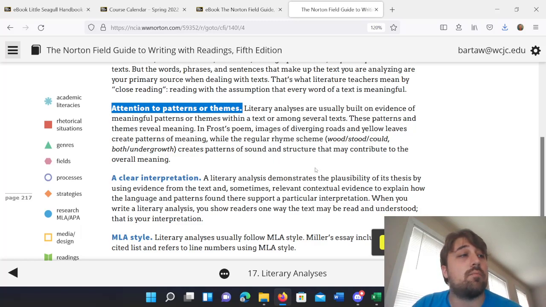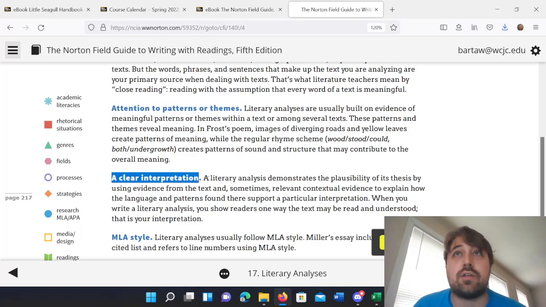or the memories, right? We want also to provide our own interpretation, a clear interpretation of what we read. So Miller provides an interpretation that he thinks is right. His interpretation goes against the grain of other people's interpretations.